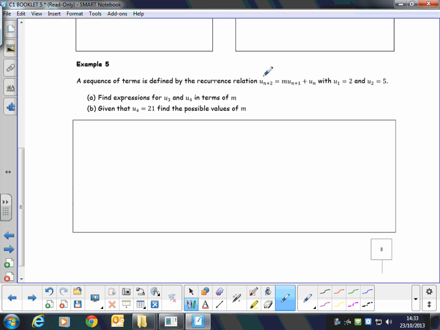So if we look at this recurrence relation, U(n+2) is the term that we want to find. U(n+1) is the term that comes before it, and Un is two terms before it.